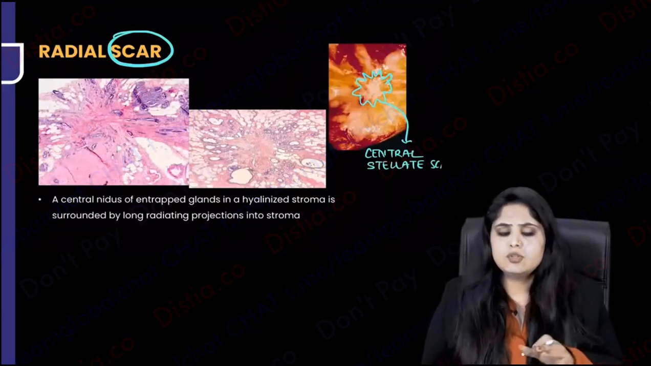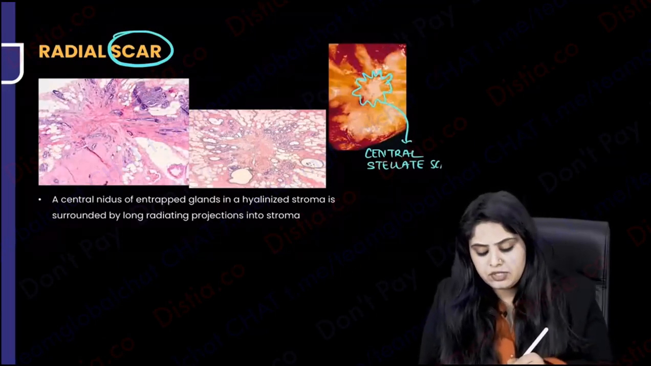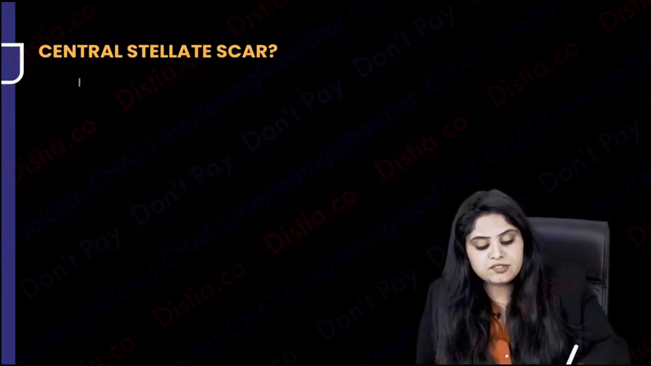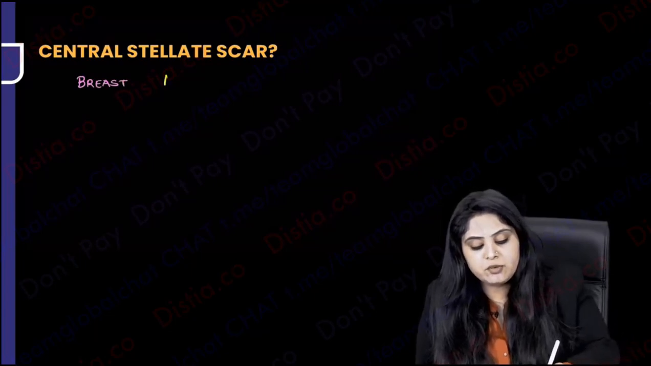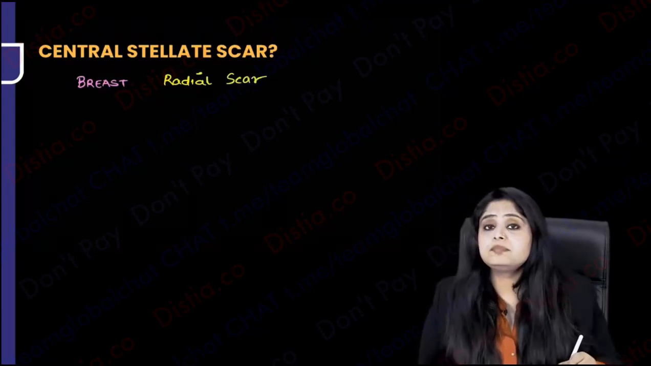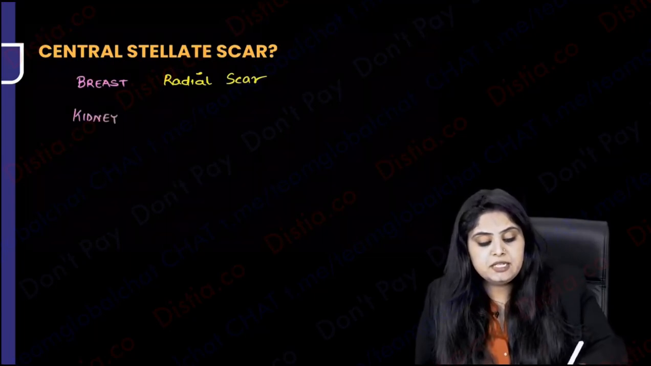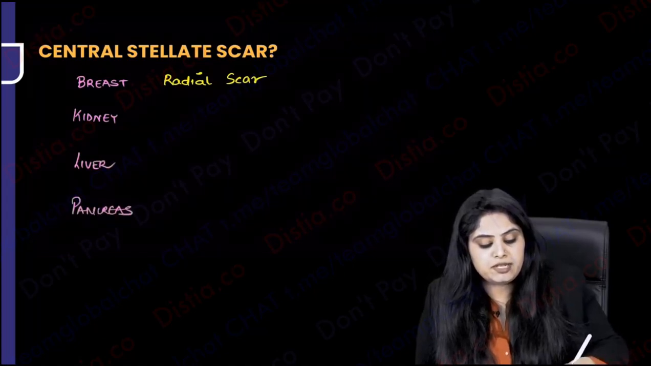Now, before I go on to whatever is seen over here, can you recall for me where else in pathology you have read a central stellate scar? So I'll start with the breast itself. And in the breast, you know for a fact that it is going to be the radial scar. But other than that, can you let me know? I'll ask you organ-wise. There is something in the kidney, there is something in the liver, and then there is something in the pancreas. These are the four organs which show you the central stellate scar.